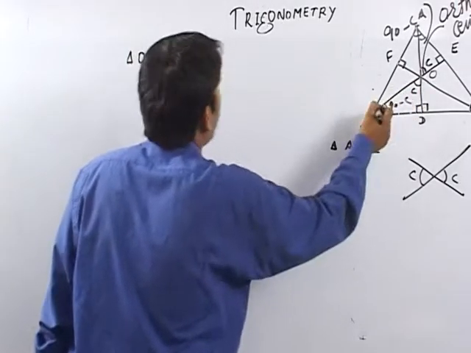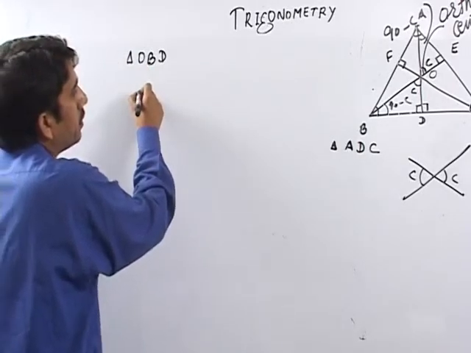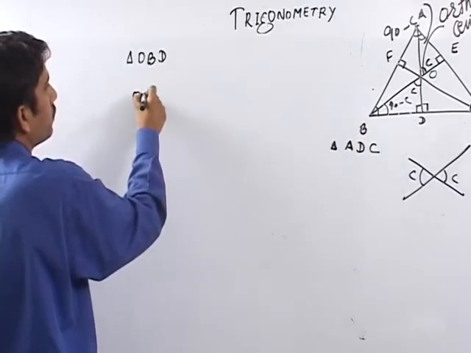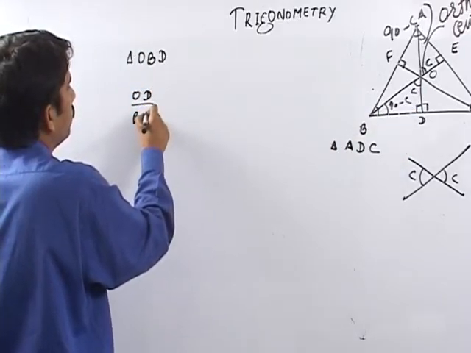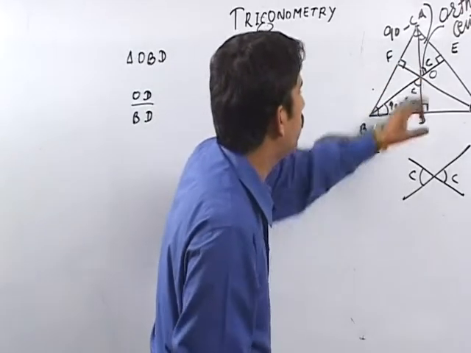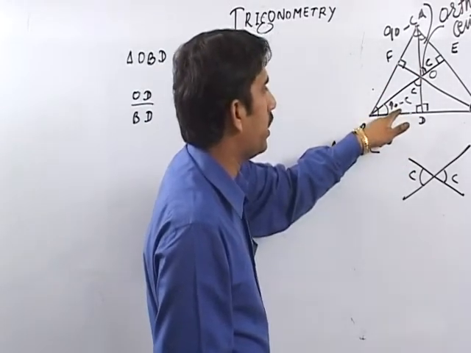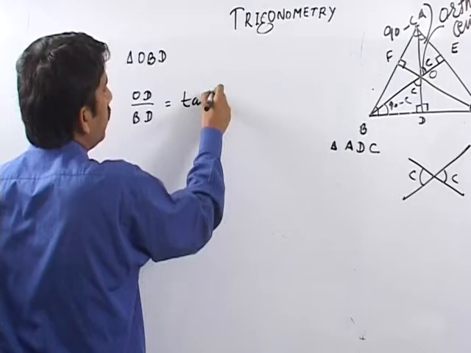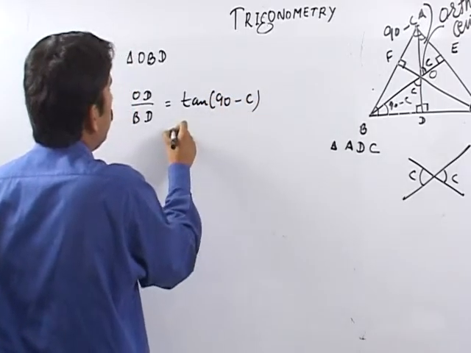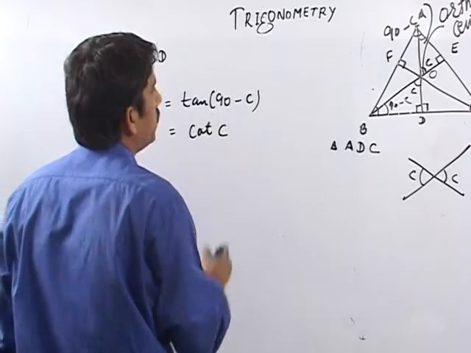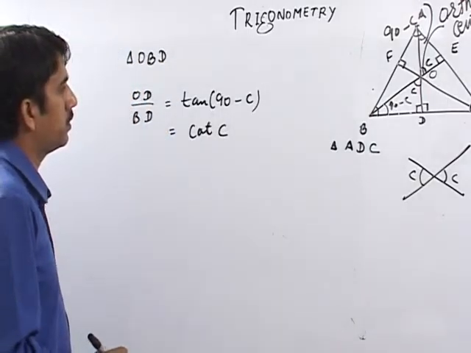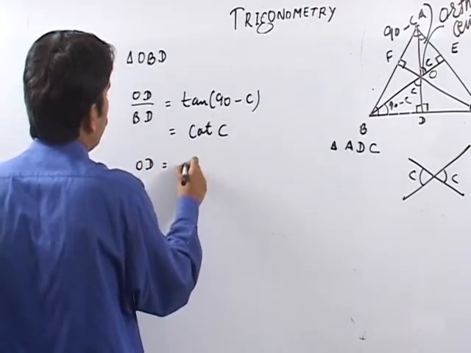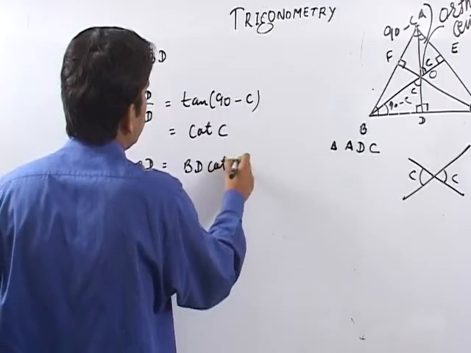Now, if we take triangle OBD, then OD over BD is, this is perpendicular over base, equal to tan of 90 minus C, which will be equal to cot of C. Now, OD will be equal to BD cot C.